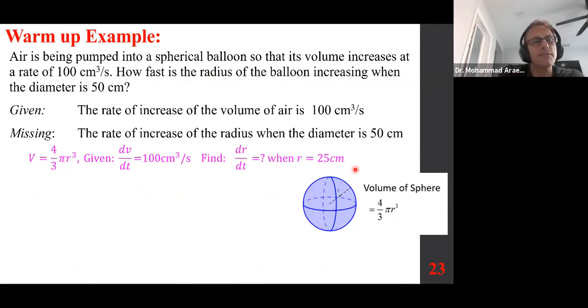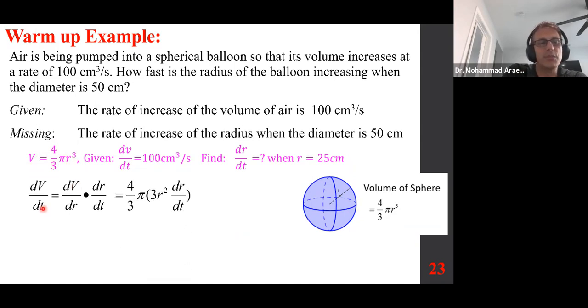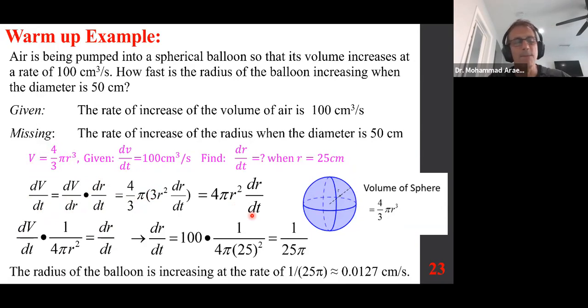You differentiate both sides with respect to t. So V becomes dV/dt. 4/3 pi doesn't go away, it's just a number. You just differentiate r cubed, which is 3r squared dr/dt. And that's the concept of the chain rule, everybody. This 3 cancels out this 3, and you get 4 pi r squared dr/dt. The rest is history. You plug in, you come up with the answer. Okay, everyone?